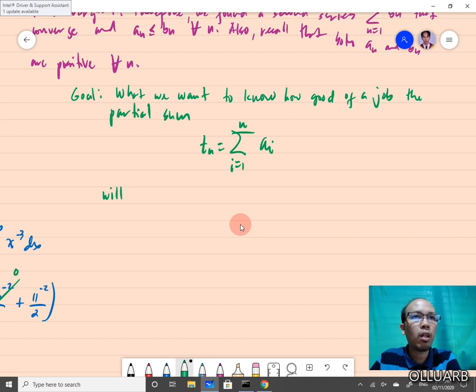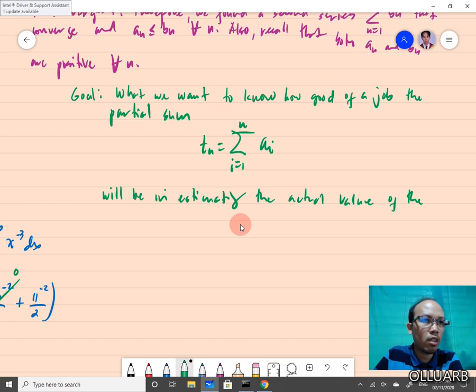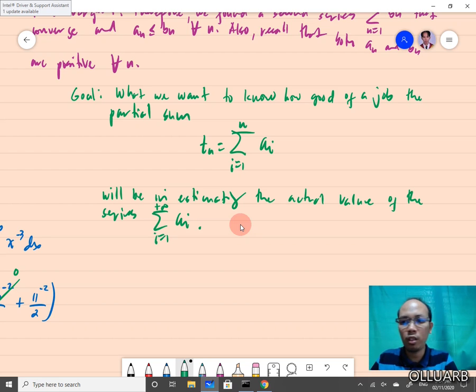We want to know how good a job the partial sum p sub n will be in estimating the actual value of the series, this one, starts from 1 to positive infinity.